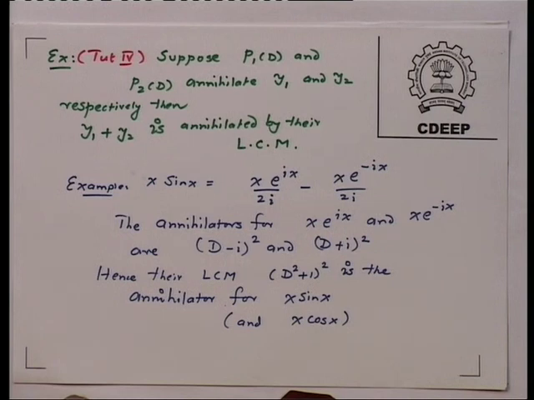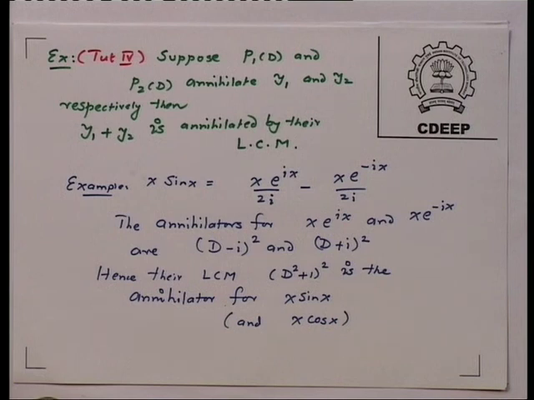What is the LCM of these two objects? The LCM is just the product, right? They don't have any common factors. (D minus i) the whole squared and (D plus i) the whole squared don't have any common factors. So the LCM is just the product. And so (D squared plus 1) the whole squared is the annihilator for x sin x. Similarly for x cos x, the same thing will be true. Correct? So immediately we see how to enlarge the table. So it's very clear what will happen when I have x squared sin x, x cubed sin x. It's pretty clear what's going to happen, right?